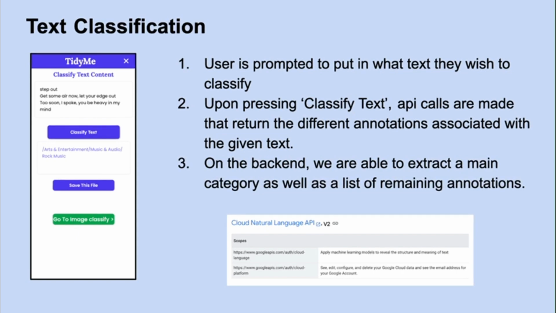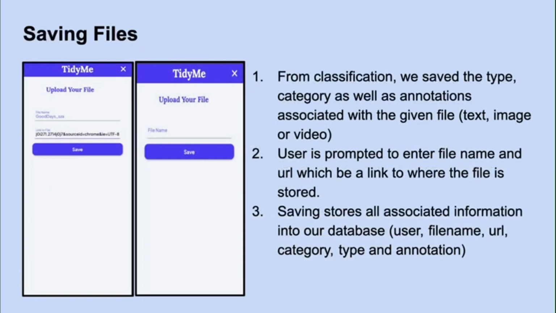If a user decides that they want to save this as a file, they are prompted to put in the file name as well as a link to where they stored the text file themselves. It is important for me to highlight that saving text files is different from saving images and videos. As one of my teammates will go over later on, the user has to actually upload an image or a video before we can classify it, and therefore we save it for them and provide a link to access it. So when the user decides to save the file, the only thing they need to put in is the file name because a link to where the file is stored is provided for them.